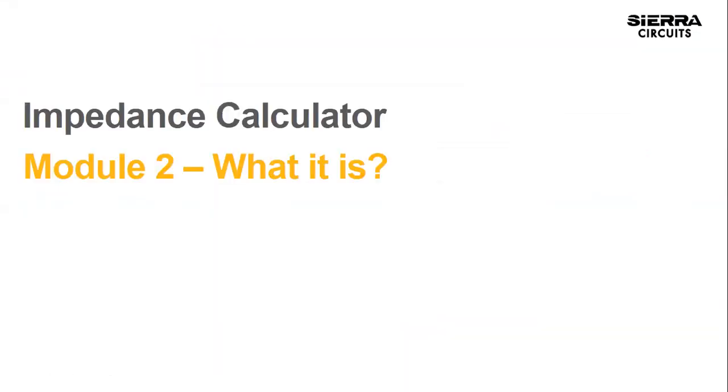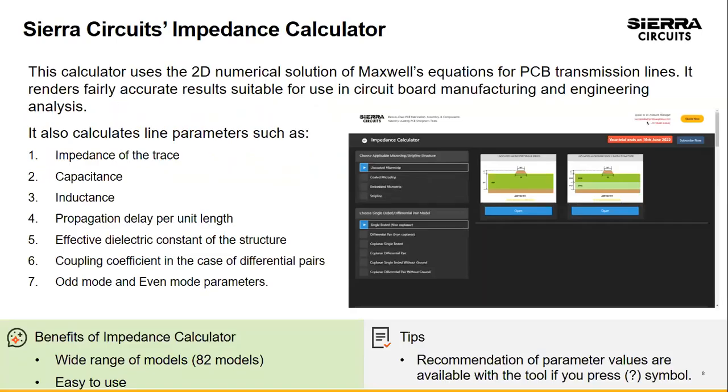Now moving on to the impedance calculator. Our impedance calculator is based on our 2D numerical solutions of Maxwell's equations, so it renders fairly accurate results which are suitable to use in manufacturing and engineering analysis. Along with the impedance of the trace, it calculates other parameters like capacitance of the trace, inductance of the trace, propagation delay, and effective dielectric constant for that structure.